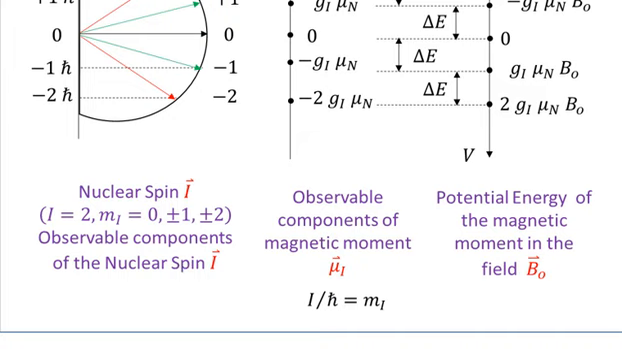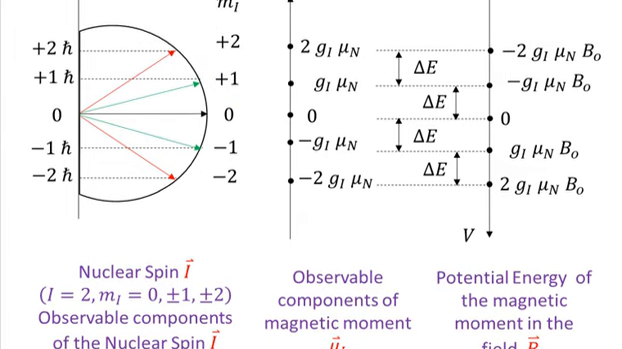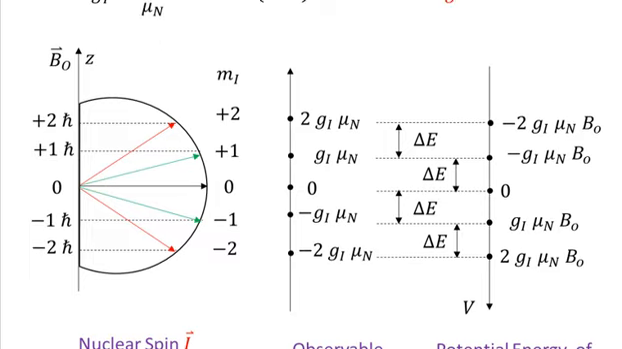And you know that the observable components are the projections of I on the z-axis, that is plus 2 h bar, plus 1 h bar, 0, minus 1 h bar, and minus 2 h bar. These 5 quantities, that is the magnitude of I on the z direction, are actually measurable quantities.